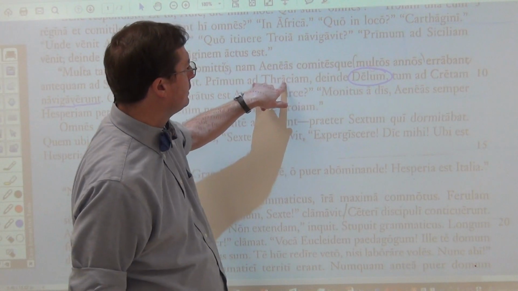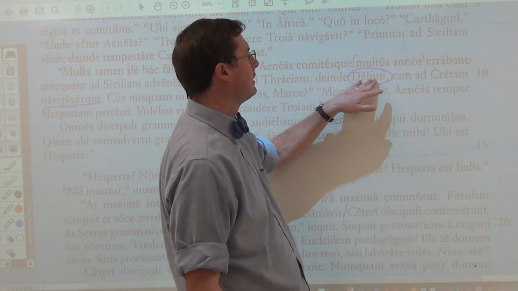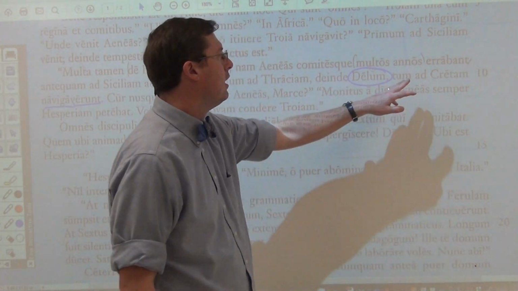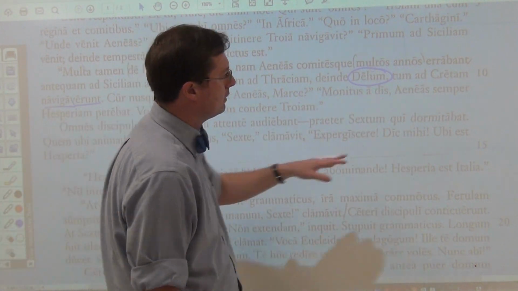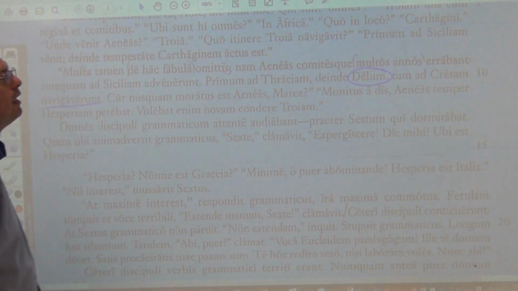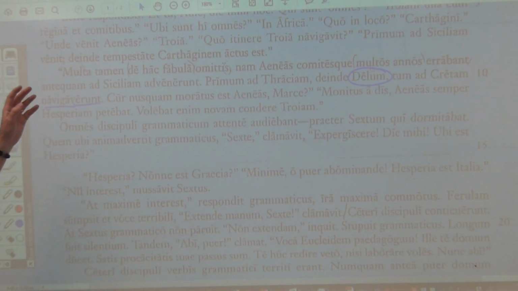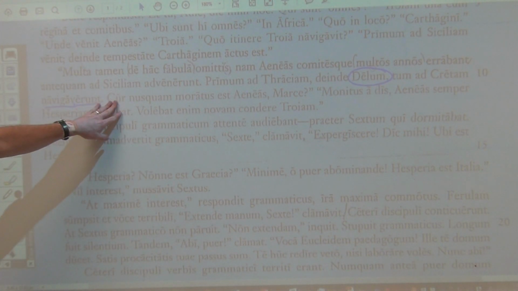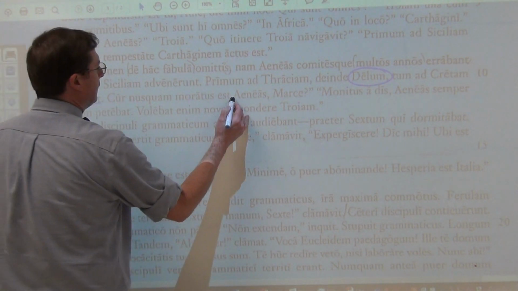A city, town, or small island does not need the preposition. Then they sailed again to Crete, again, not a small island, thus it needs ad as a preposition. And so the question becomes, why did Aeneas?